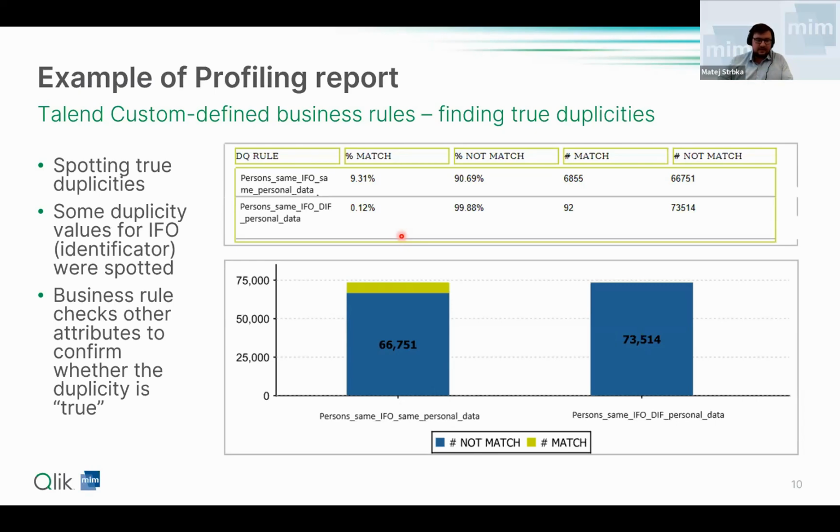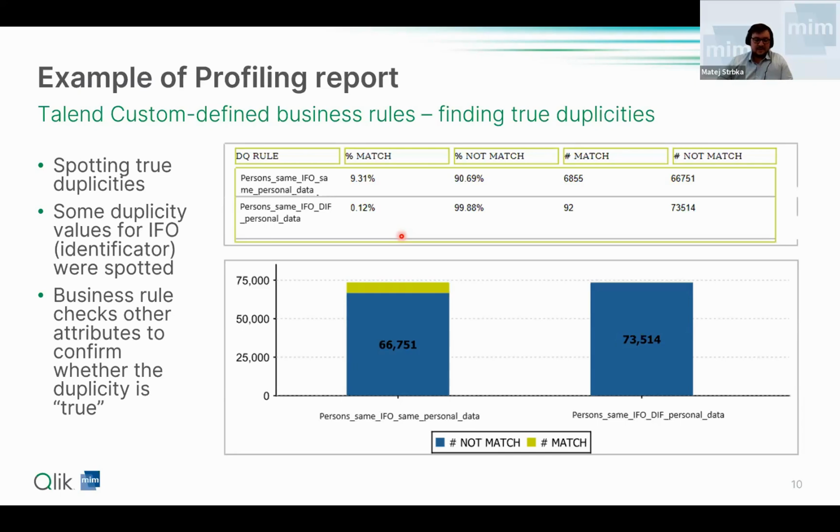This could be a result of previous migration or faulty input. Our goal with using the custom-made business rule was to find out whether this duplicity was true duplicity or faulty duplicity. True duplicity means that one physical person has the same IFO and all other attributes are the same: name, surname, title, date of birth.